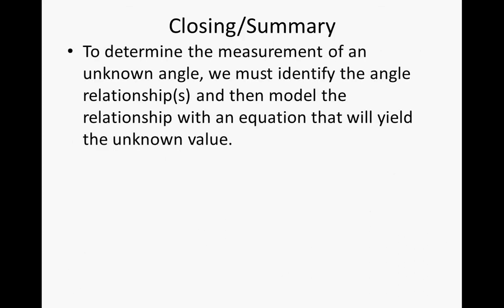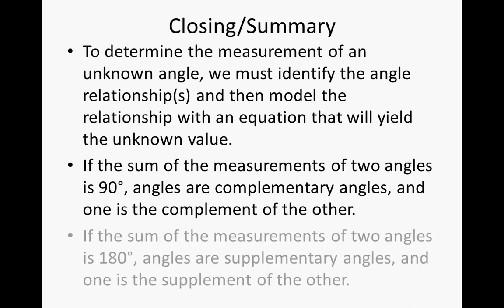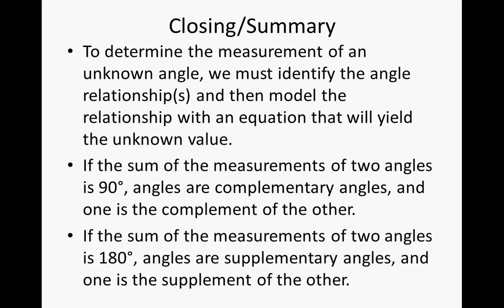All right, let's wrap this up. To determine the measurement of an unknown angle, we must identify the angle relationships and then model the relationship with an equation that will yield the unknown value. If the sum of the measurements of two angles is 90 degrees, angles are complementary angles, and one is the complement of the other. If the sum of the measurements of two angles is 180 degrees, angles are supplementary angles, and one is a supplement of the other.